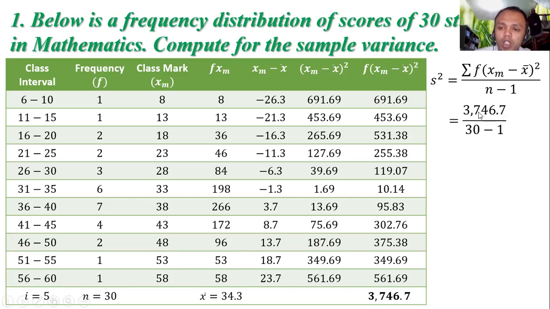We have 3,746.7 divided by your n is 30 minus 1 is 29. Then divide natin, that would be equal to 129.2. That is our variance. Okay?